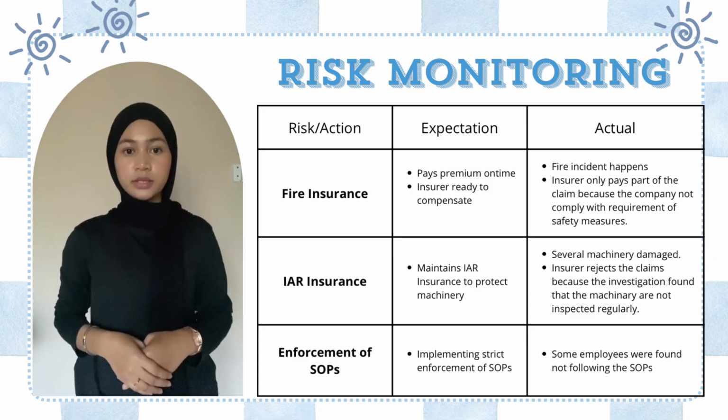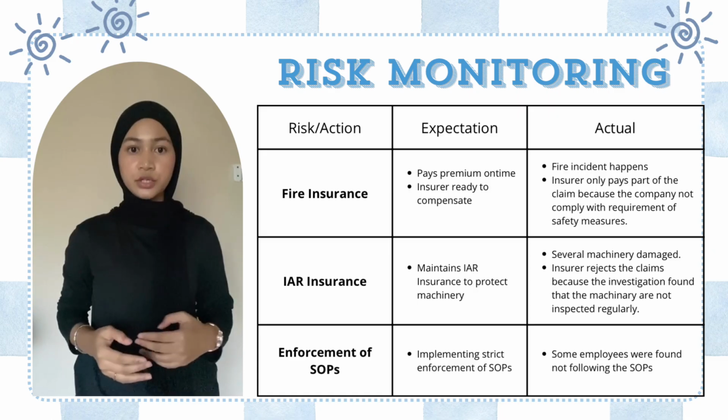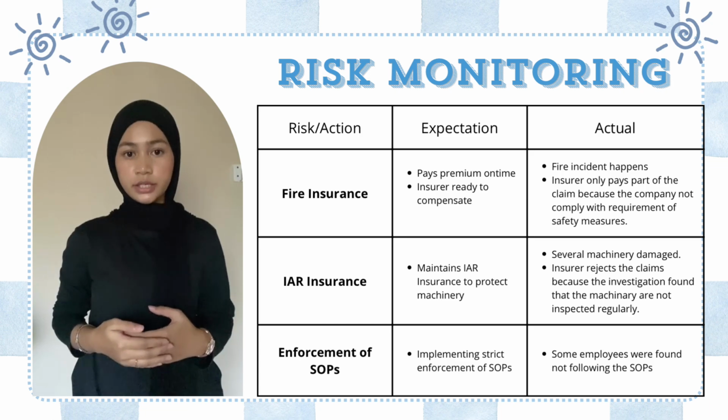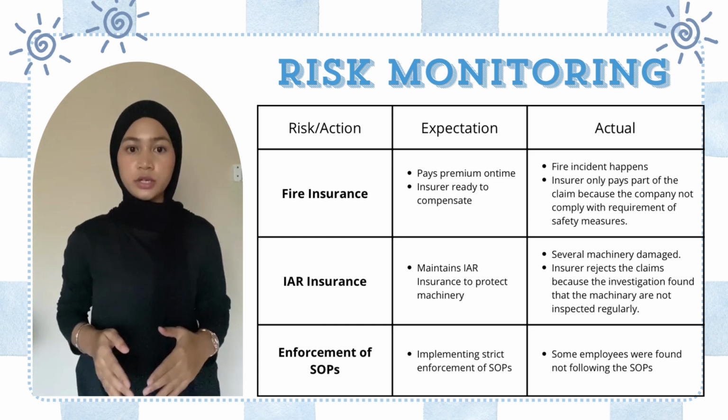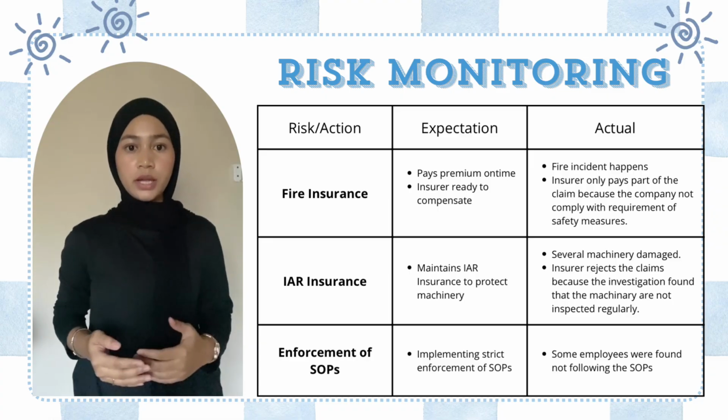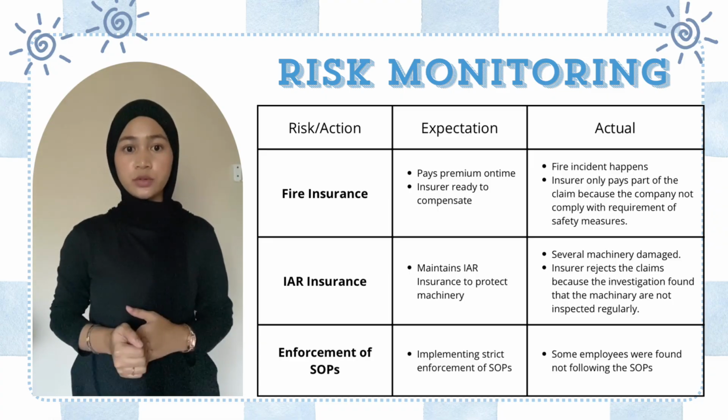The second point is Industry All Risk IAR Insurance. At the beginning of the year, Continental Tire Malaysia maintained its Industry All Risk IAR Insurance to protect its machinery, factory asset, and equipment from damage. The company expected this insurance to reduce repair costs.